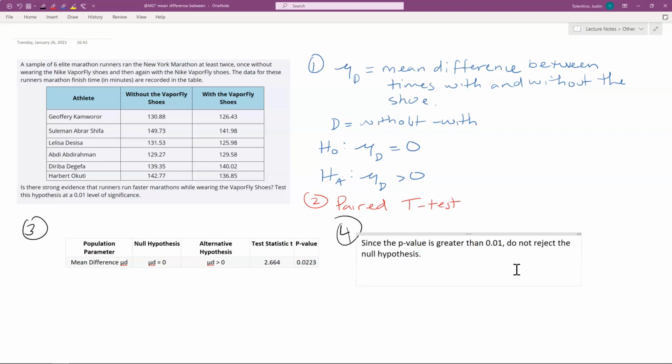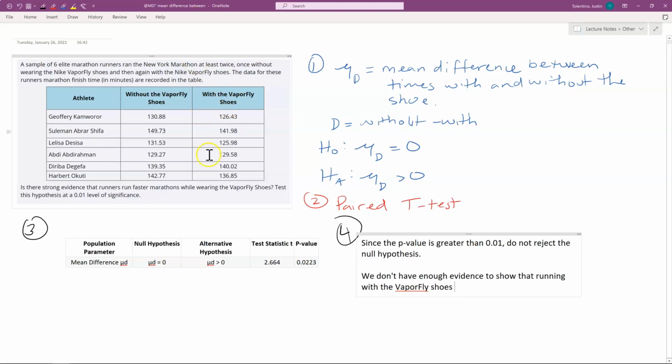So what kind of conclusion are we making here? Well, we're not rejecting it. We still have pretty strong evidence, but it was not strong enough. So we want to say that we don't have enough evidence to show that running with the vaporflies has a lower marathon time. And there we go, our 4-step process.